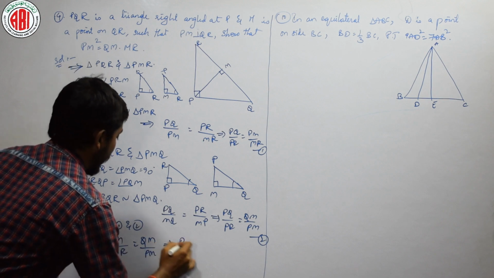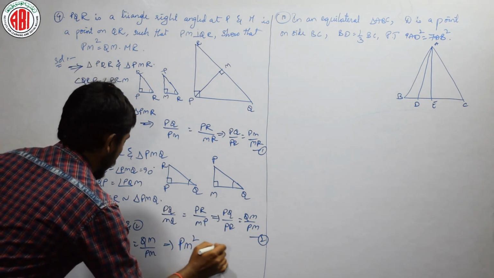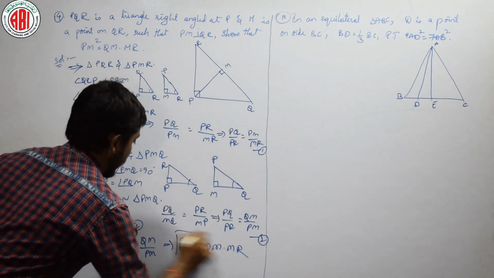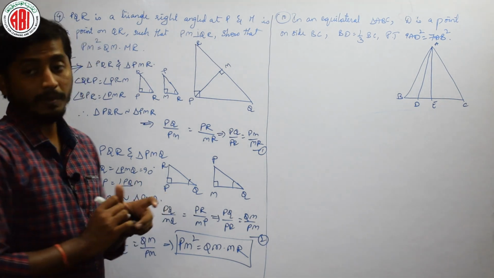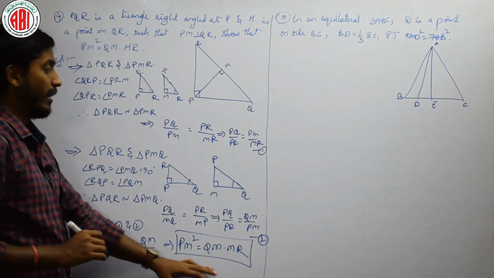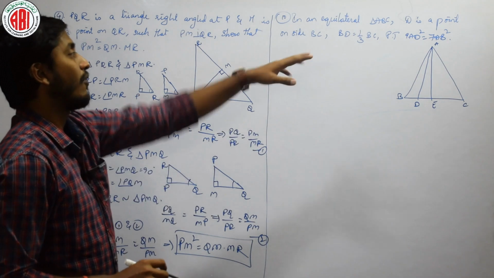Just cross multiply. PM into PM is PM square, QM into MR. That is what he asked us to prove, right? Yes or no? The only thing you have to remember is which two triangles are to be considered. Okay. Now, let us move on to the next problem.